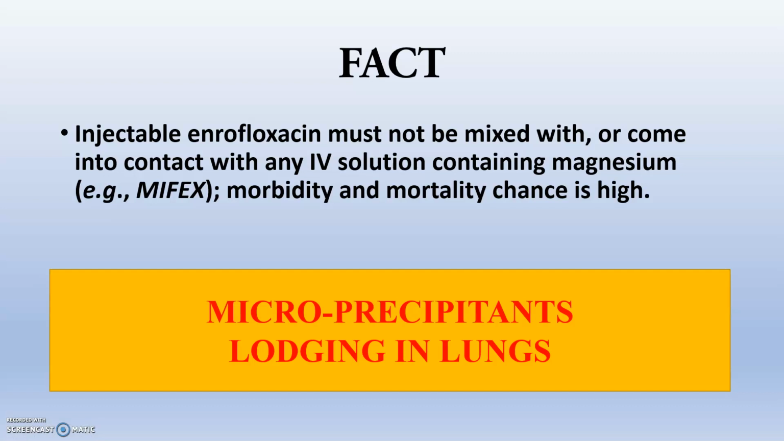Due to some special properties of enrofloxacin, the magnesium gets bonded to the structural activity relationship of enrofloxacin, and they precipitate. These are microprecipitates, and they get occluded inside the vessels, and they may create some pathological affections in the lungs, and that will lead to bronchospasm, bronchiectasis, dyspnea, and the animal will be showing respiratory depression and many respiratory problems soon after the combined injection of magnesium, Mifex, and enrofloxacin.